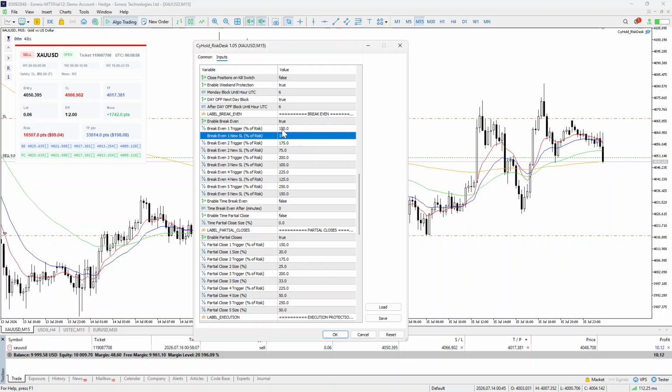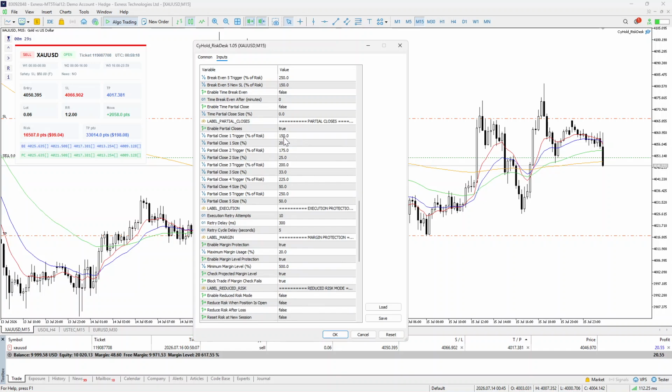When it reaches 1.5 risk, 150% of the risk, it will move the break even to 10% of the risk. So it will move to profit at 10%. When it goes to 175% risk, it will move to 75%. So 5 levels. And partial close also. When it reaches 150%, it will close 20% of the opened position. When it reaches 175%, from what is opened, it will close 25%.